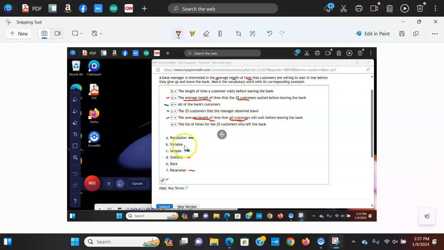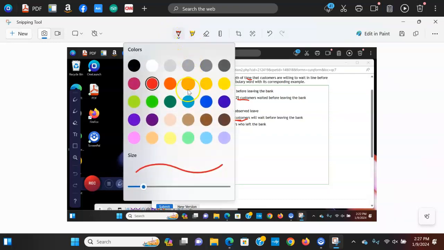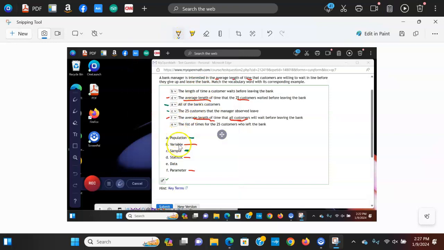Now, let's do variable next, actually. Change colors again. Okay. All right. I should have just erased that. Okay, it doesn't matter. So the variable is, when those clients walk in the door, what are we recording? We're recording the time, right?